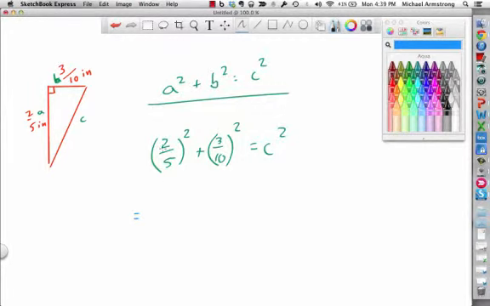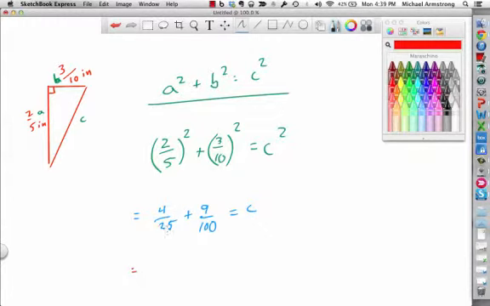2/5 to the second power, 2 to the second is 4, and 5 to the second power is 25. So if we square 2/5, we get 4/25. And then we're going to do the same thing here. 3 to the second power is 9, and 10 to the second power is 100. Okay, and then we're going to come back and try to add these together.